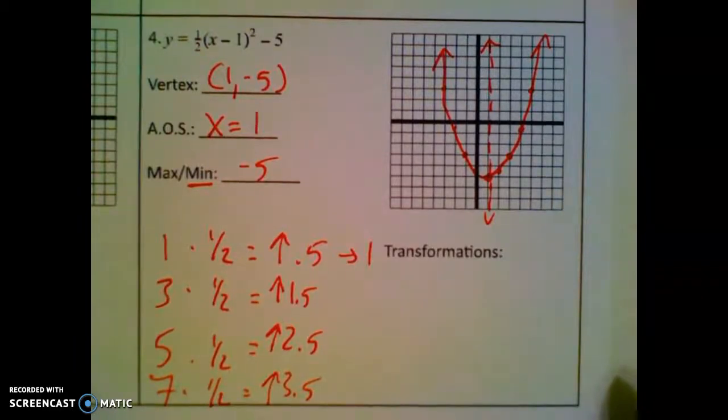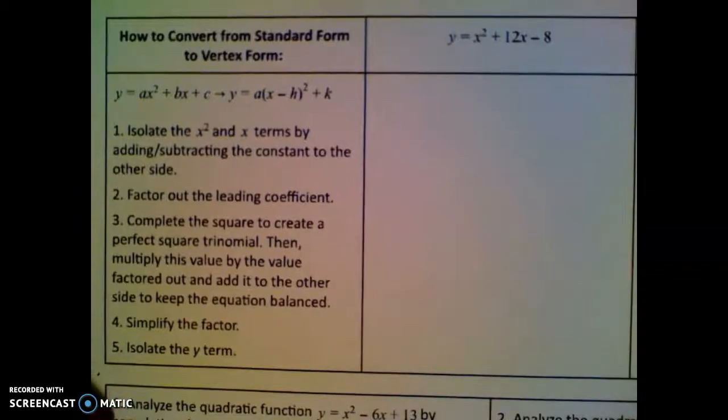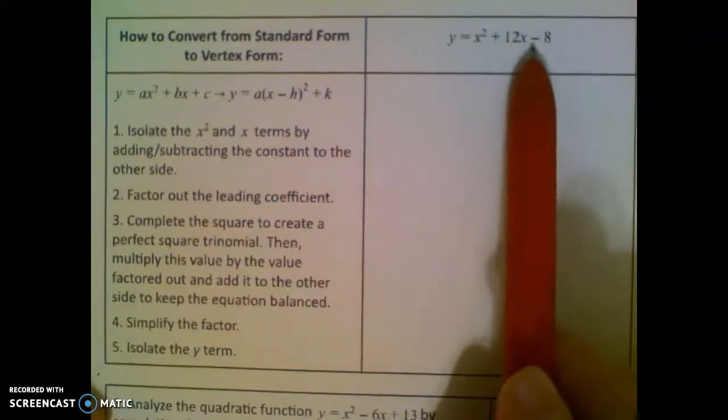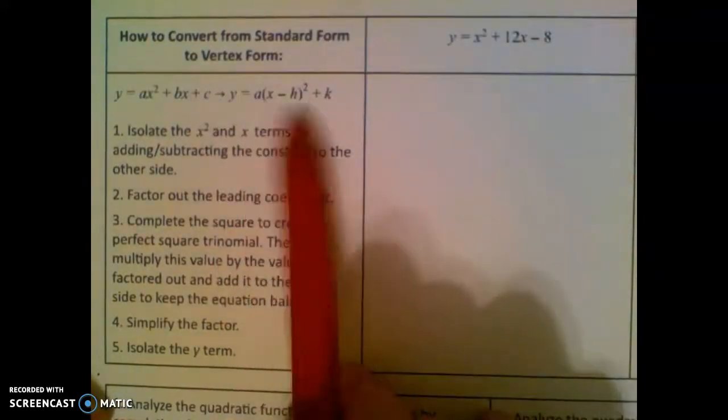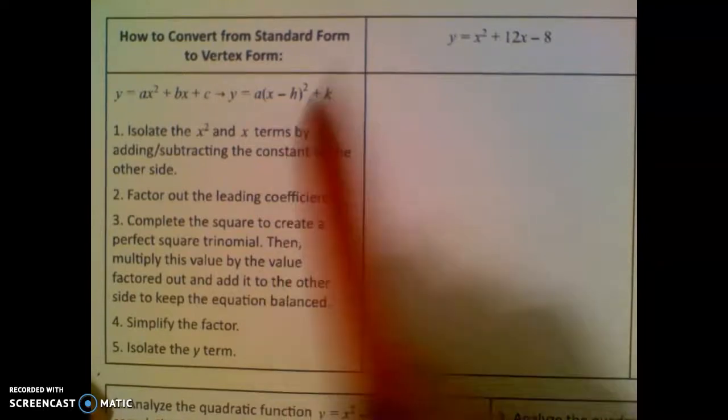All right, so let's move on to the back side. All right, so now we're going to convert from standard form to vertex form so that you can actually graph this guy. We do know how to graph in standard form.